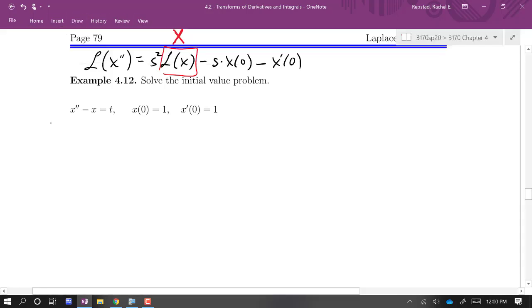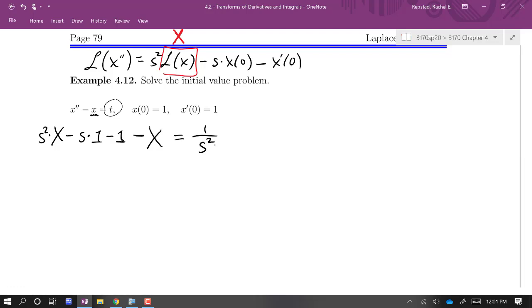So let's apply the Laplace transform. We're going to start with x double prime. So that's going to be s squared times big X minus s times x of 0, which is 1, minus x prime of 0, which is also 1. And then we're going to subtract, and the Laplace transform of x is just big X again. And then on the other side, the Laplace transform of t is 1 over s squared. So we've applied the transform. We have an equation that we can solve for X. So I'm going to throw everything else on the other side. And I'm going to do that by adding s and adding 1.